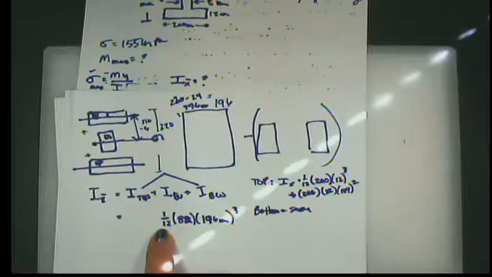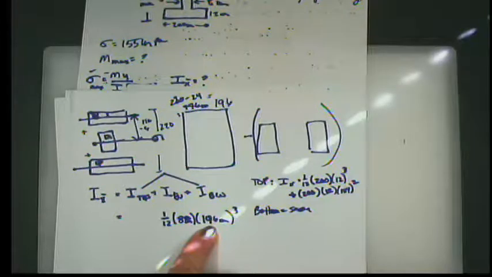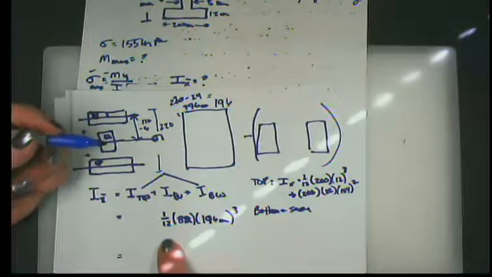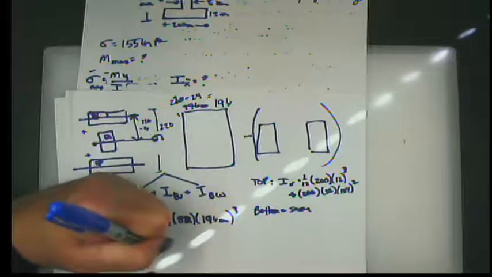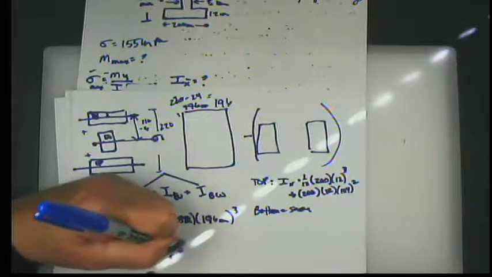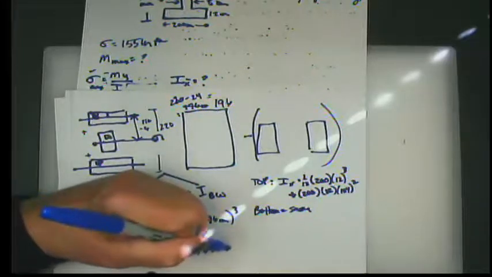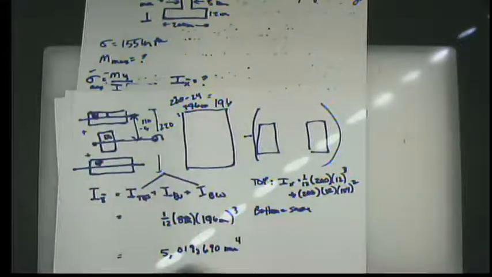So for the middle part, we have 196 raised to the third power multiplied by 8, divided by 12. So the contribution from the middle part is 5,019,690 millimeters to the fourth.